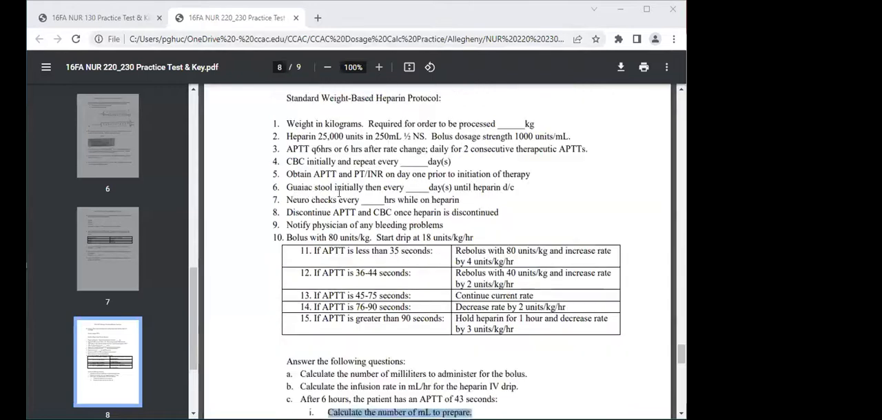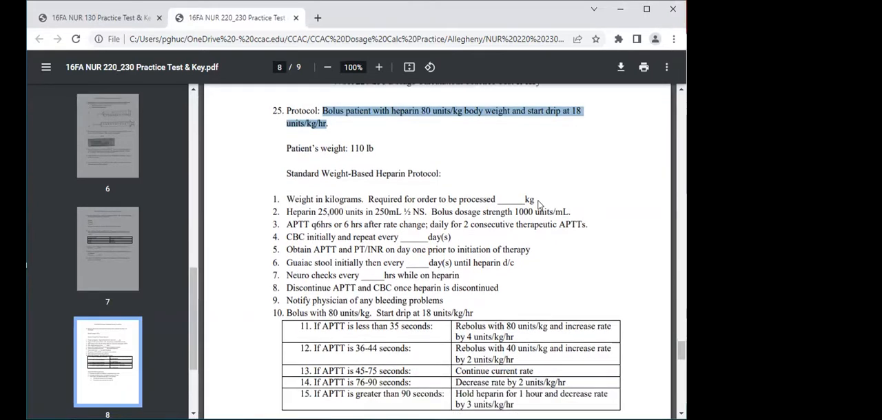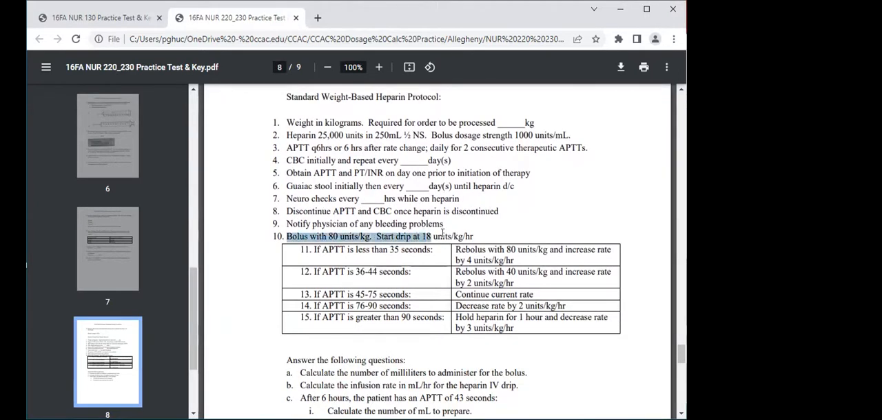So I'm going to go back to the protocol. I'm getting that information that I just said: here's the bolus and the starting IV drip information. It's also relisted in step 10. Now, the next piece of information that I'm going to need is a way to convert the bolus dose from units to milliliters. But before I do that, let me just show you what we're going to do calculation-wise.